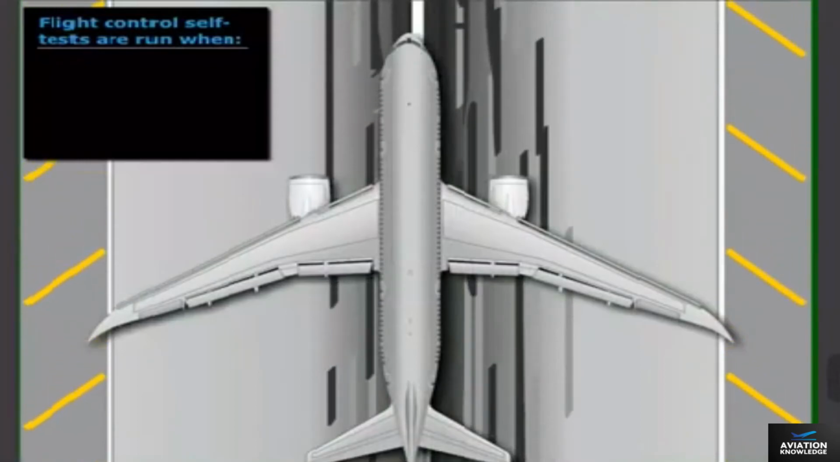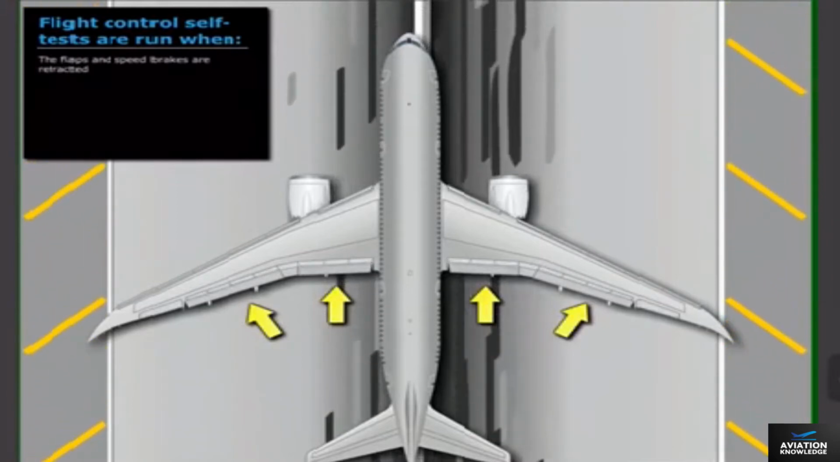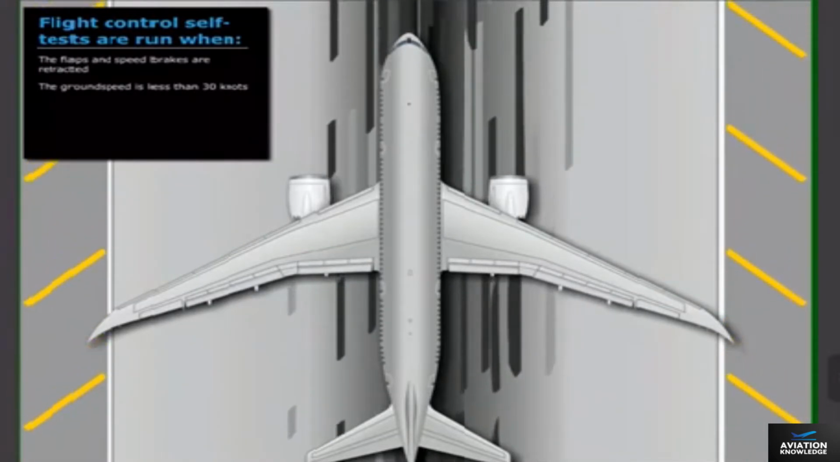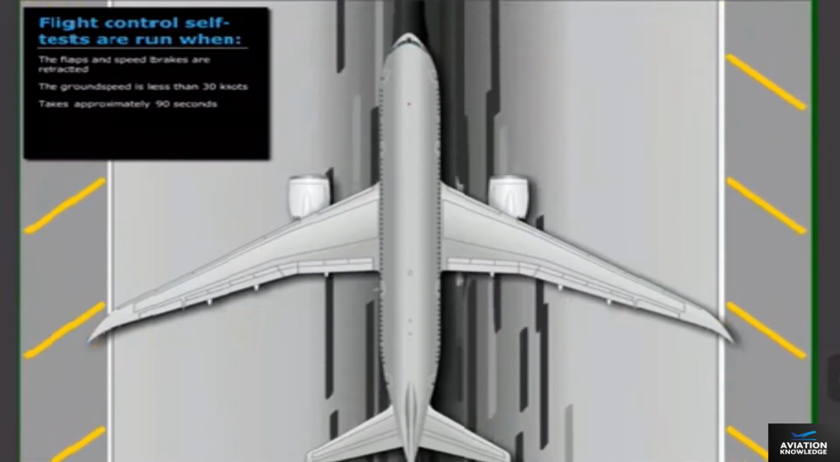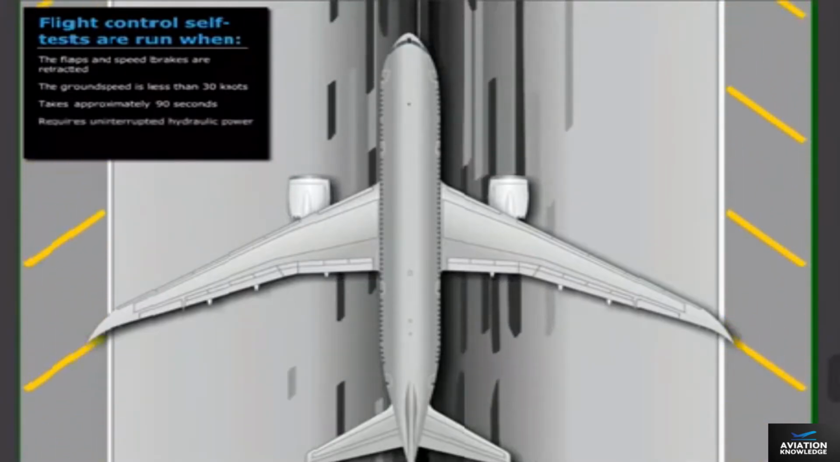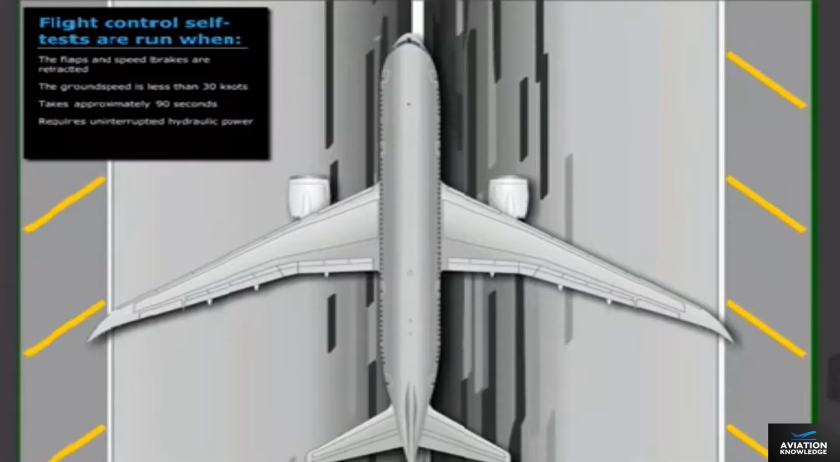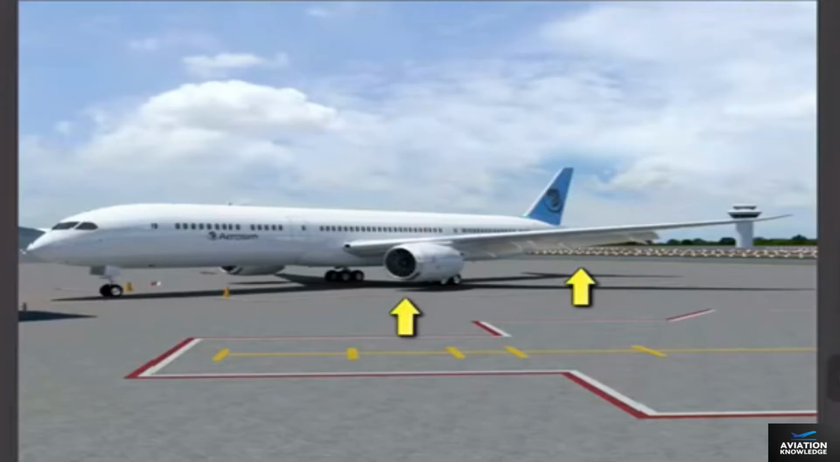After landing, a series of flight control self-tests are run when the flaps and speed brakes are retracted and the ground speed is less than 30 knots. The first series of tests, which take approximately 90 seconds to complete, require hydraulic power to be on. The tests require that hydraulic power not be interrupted and that there be no large-scale flight control inputs. If the engines are shut down before the flaps are retracted, the tests are not accomplished. If the tests are interrupted or are not accomplished on 2 consecutive flights, a fault condition may be set.